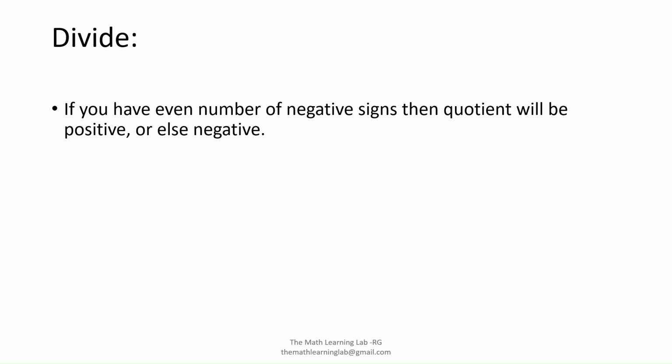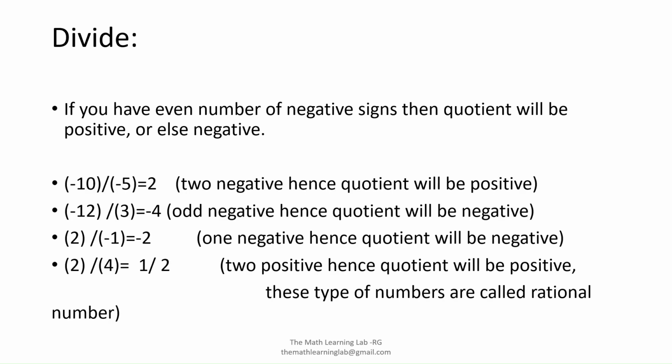Divide, again we have the same rule. If you have an even number of negative signs, the quotient will be positive, or else negative. Negative 10 divided by negative 5 is positive 2. Negative 12 divided by 3 is negative 4. 2 divided by negative 1 is negative 2. 2 divided by 4 is half. Although it's not an integer, I will be doing another video for rational numbers, but I just want to show you that you can have rational numbers as well while doing integers.